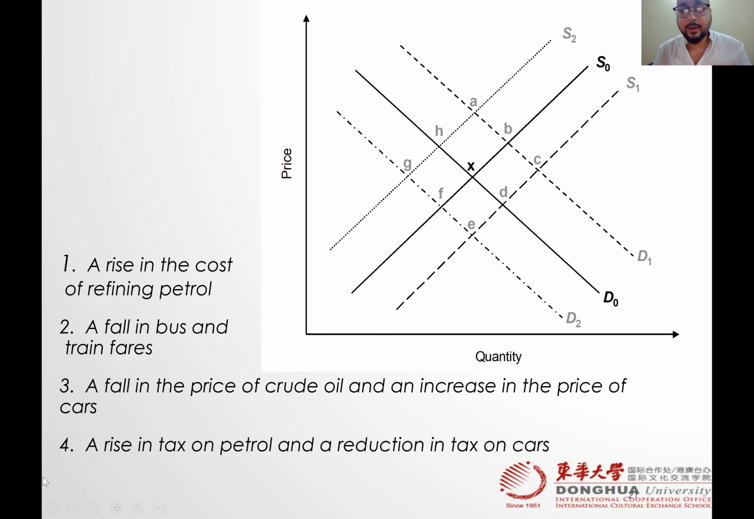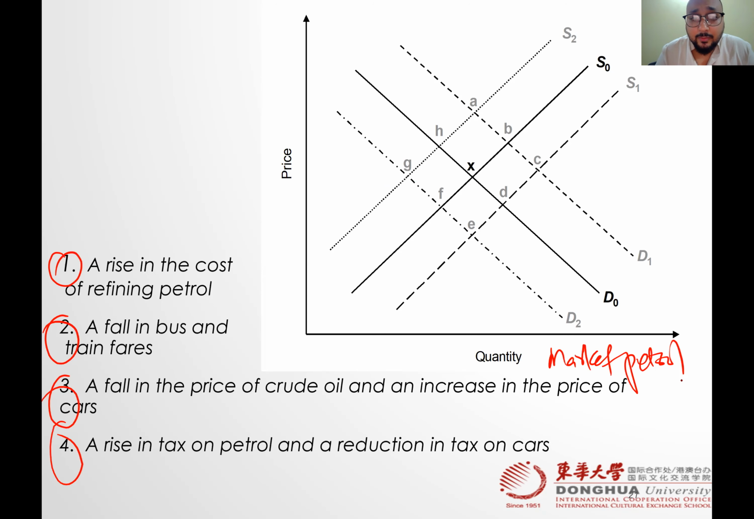And these events are not related. You need to isolate these ones. So this is separate, this is separate, this is separate, and this is separate. Number one, a rise in the cost of refining petrol. Now tell me, this is a market for petrol. What happened? There is a rise in the cost of refining petrol.